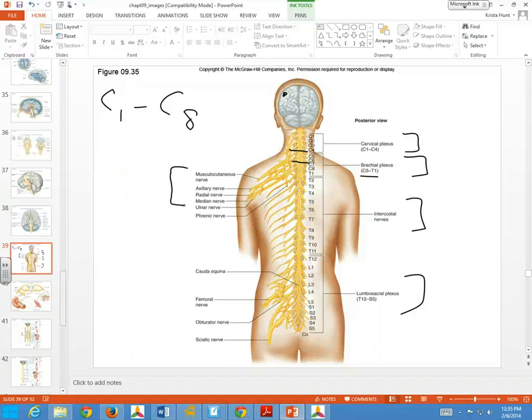Where do you think median goes? Right through the middle, right? Musculocutaneous, that's one that's up here, deltoid, trapezius, those areas. Axillary, what's the axillary region? Underarm, right? Armpit, absolutely. So that kind of runs through this area.